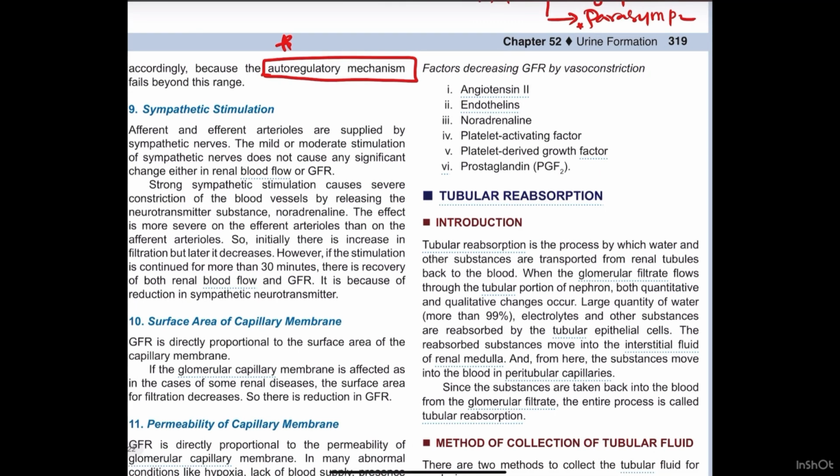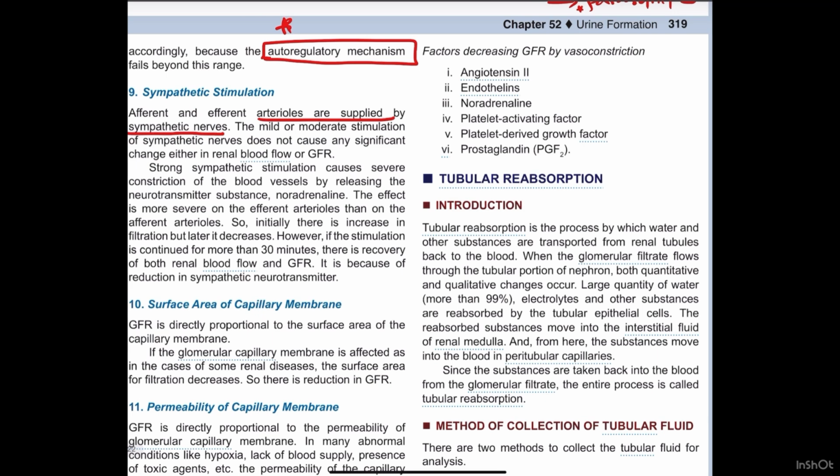Now let us say the afferent and efferent arterioles are supplied by the sympathetic nerves. The mild or moderate stimulation of sympathetic nerves does not cause any significant change in either renal blood flow or GFR. So the afferent and efferent arterioles are supplied by the sympathetic nerve always, and mild stimulation can be seen. Whenever the body requires it, it is going to have a significant role on the GFR.